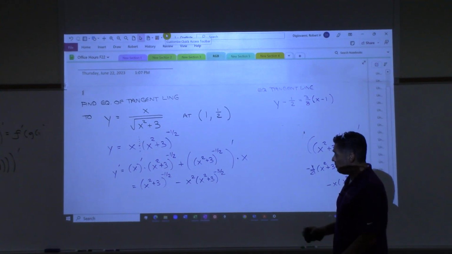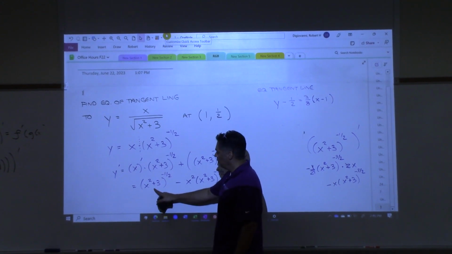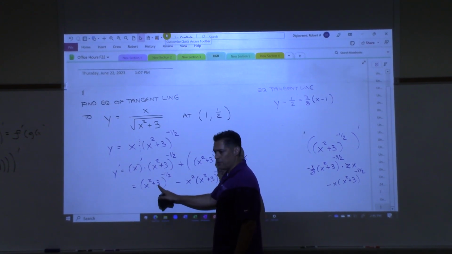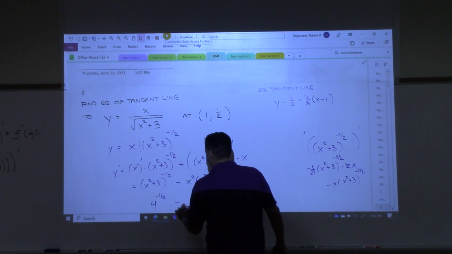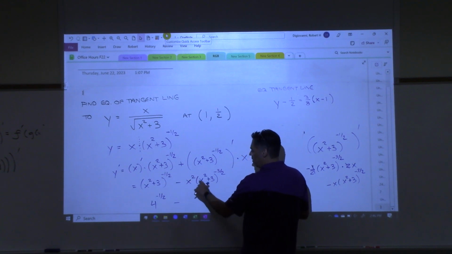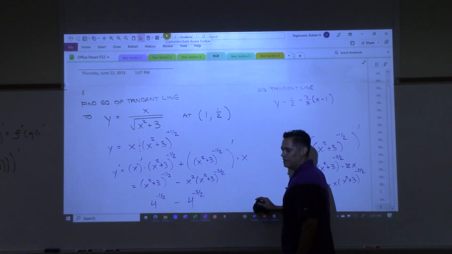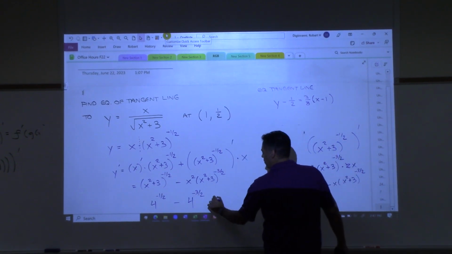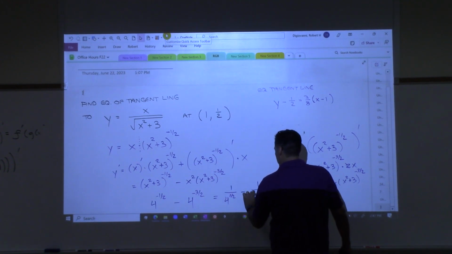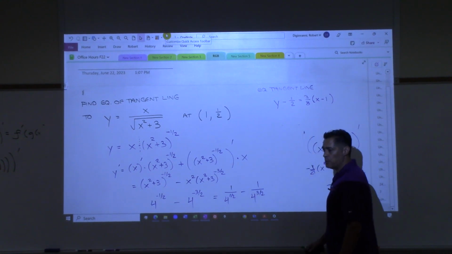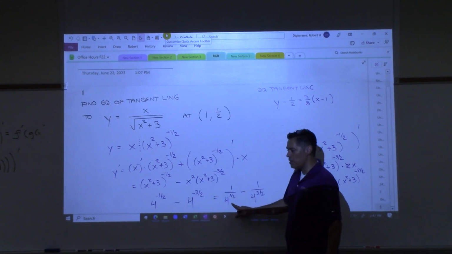That's your answer. Now, why is that the same? What happens if I plug 1 in here? 1 squared is 1, plus 3 is 4, right? So you have 4 to the negative 1/2 minus, now plug 1 in here, 1 squared is 1, plus 3 is 4, so you have 4 to the negative 3/2. And that looks crazy until you realize that that's just 1 over 4 to the half minus 1 over 4 to the 3/2, just dropping the negative exponents down. 4 to the negative 1/2 is the same as 1 over 4 to the positive 1/2.